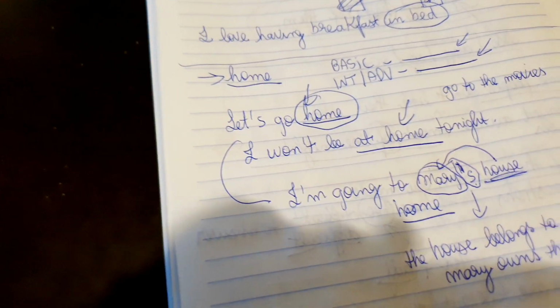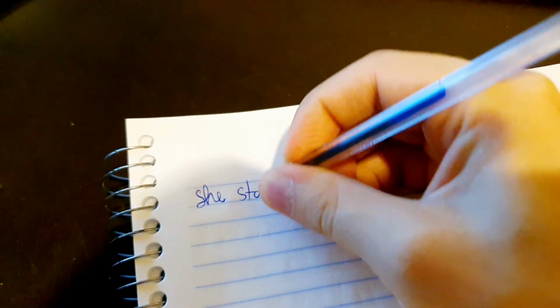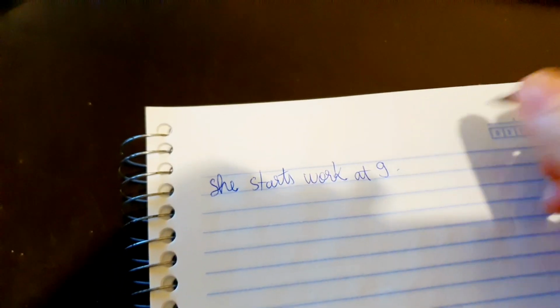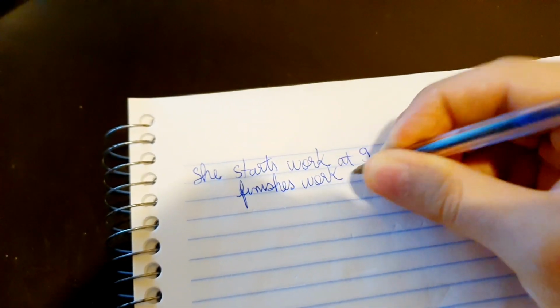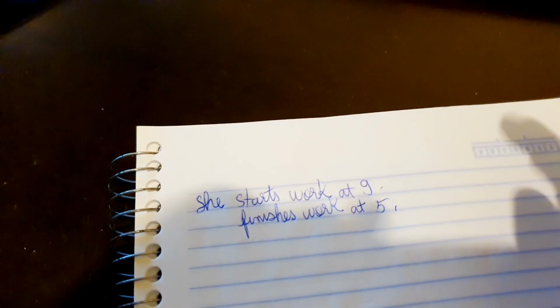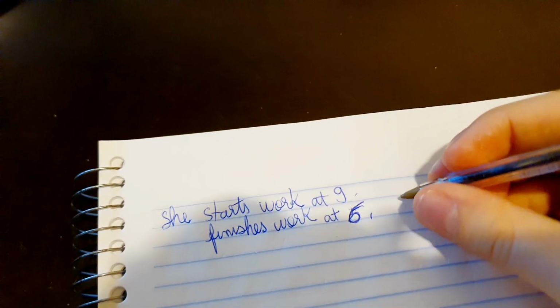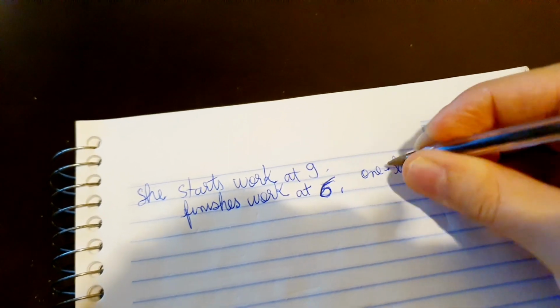So, continuing, next example, going to work. She starts work at 9 and she finishes work at 5. For example, she works from 9 to 5, or she works from 9 to 6. Yes, I guess it's better because she has 1 hour lunch.